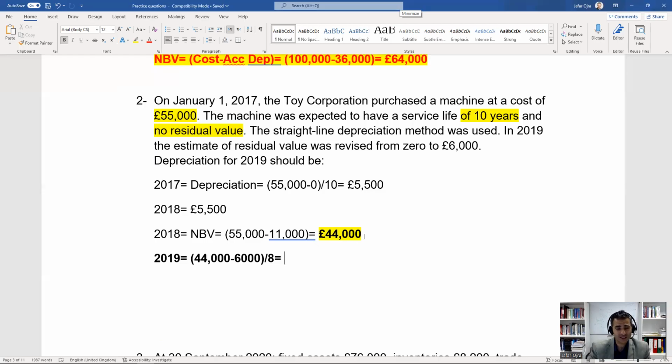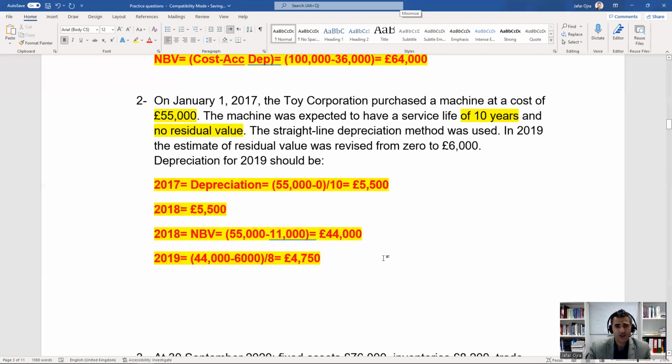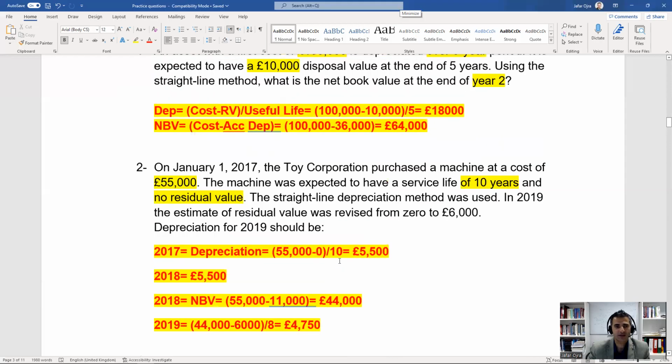So 44 minus 6, that makes 38,000. Divided by 8, it's 4,750. Okay, let me make sure. Yeah, £4,750. And that is the depreciation for what? For 2019. This is the depreciation for 2019. Okay, so the trick here, you just need to figure out the new net book value in 2018 in order to calculate a new depreciation in 2019. Okay, that's question number 2.